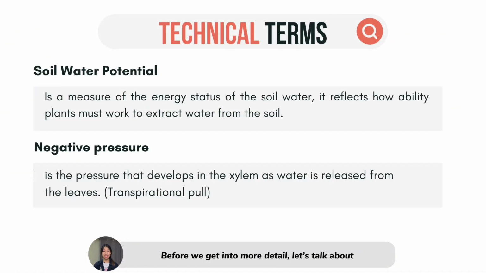Before we get into more details, let's talk about the technical terms that we use in this video clip. The first one is soil moisture potential. Soil moisture potential is the measure of the energy status of soil water, which shows the ability of plants to extract water from the soil. The next one is negative pressure. Negative pressure is the pressure that develops in the xylem as water is released from the leaf.